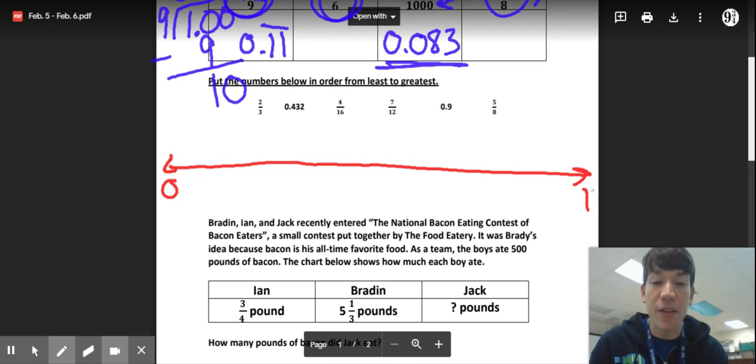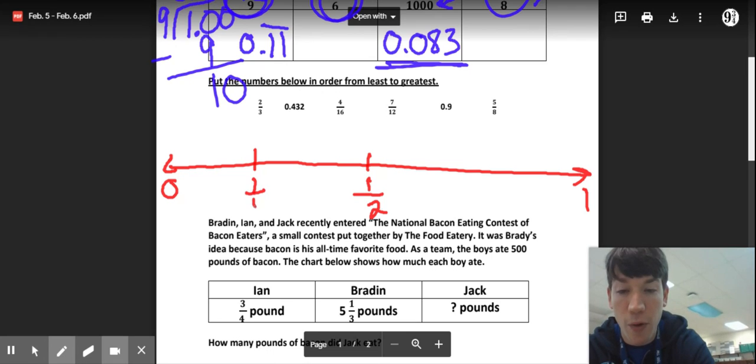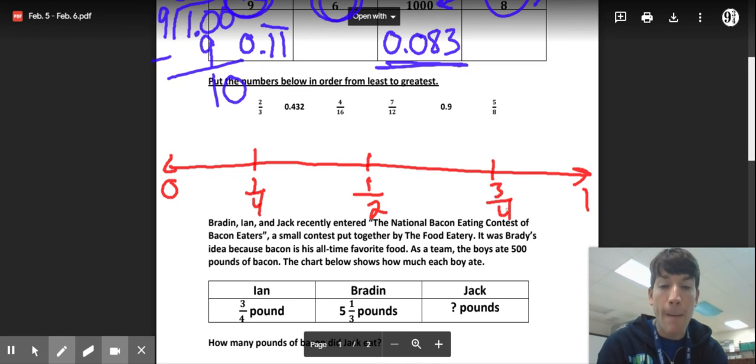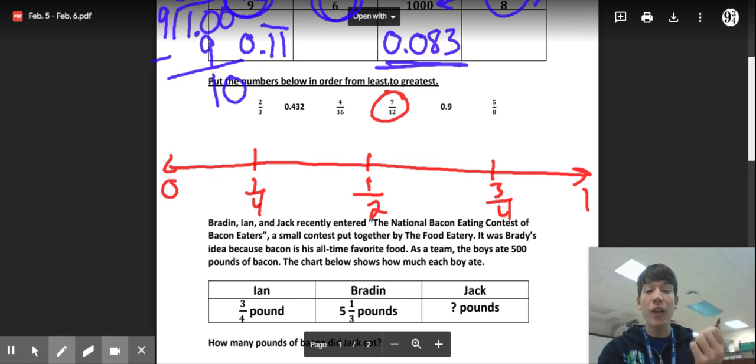Now, when you're thinking about these numbers, think of them one at a time and think about where they would fit. I'm going to first put some benchmarks on my number line. I'm going to put 1/4, I'm going to put 3/4, and so on. Now, I'm just starting by looking at numbers that I can kind of figure out where they go. The first one I'm thinking is 7/12. If I look at the denominator 12, I know it takes 12 pieces to make a whole.